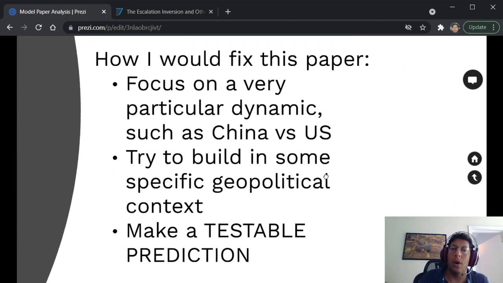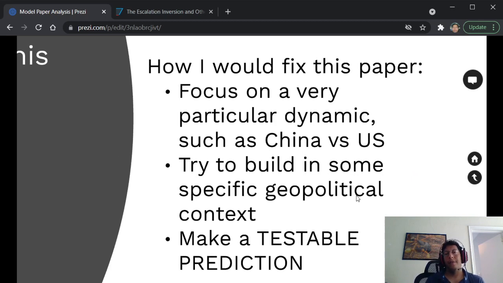All right, so how I would fix this paper. One, focus. It needs to focus on a really particular dynamic. Just China versus the US, just Israel versus Iran, just two countries, Egypt versus Jordan, I don't know, right? Focus on a very particular dynamic where we have some good data, but it's not overwhelmingly complex, which is the problem we have when trying to build a domain-specific model and rule set. That's just too big. And try to build in some specific geopolitical context. It may not just be cyber in the axes, right?